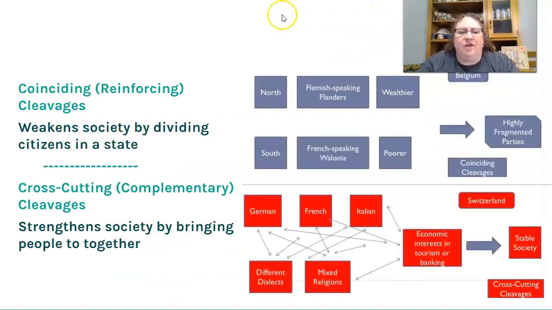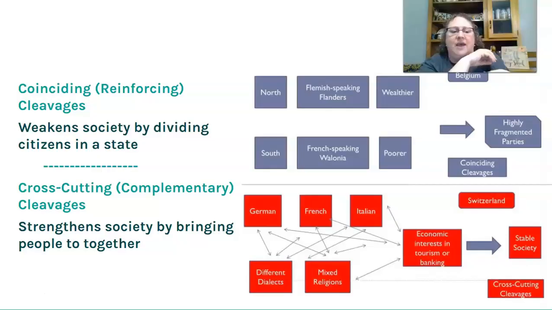So I'm just going to mention the whole concept of coinciding and cross-cutting cleavages, and I have 2 examples here. I have Belgium at the top, and then I have Switzerland. Coinciding cleavages basically reinforce your differences. For example, in Belgium, there is a significant cleavage of the Flemish-speaking people versus the French-speaking people. When we look at Belgium, the north is where we tend to find the Flemish speakers. They tend to come from maybe a wealthier area. And so it's like one cleavage just reinforces the other.